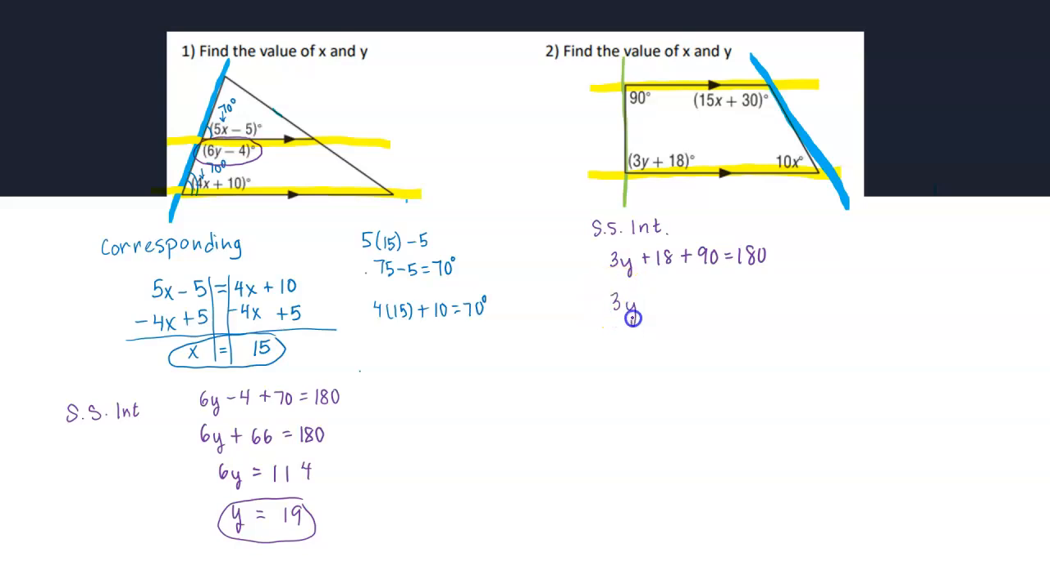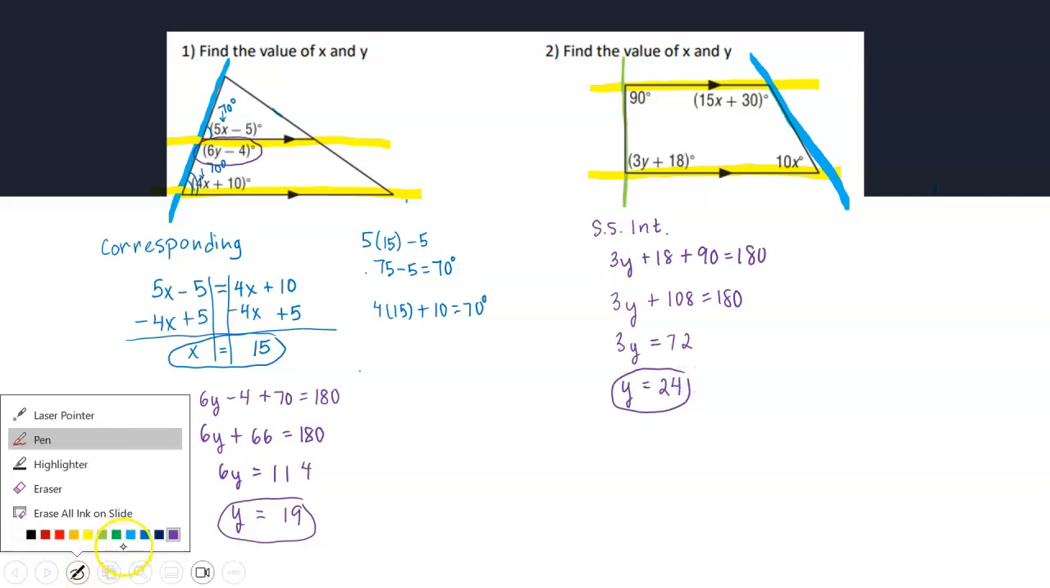And so 3y plus 108 equals 180, or if I subtract 108, 3y is equal to 72. So then I divide by 3, y is equal to 24.